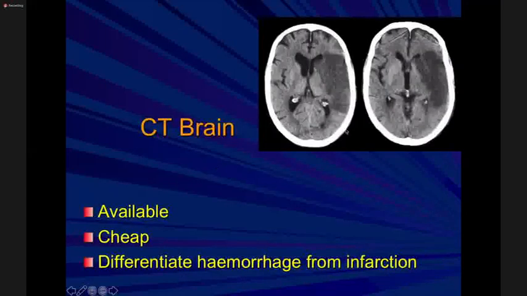So why we need to go for a CT scan is that CT is available, cheap, and it fulfills what we generally are interested in. What is necessary is to differentiate hemorrhage from an infarction, and this is how it would happen over the next few days.